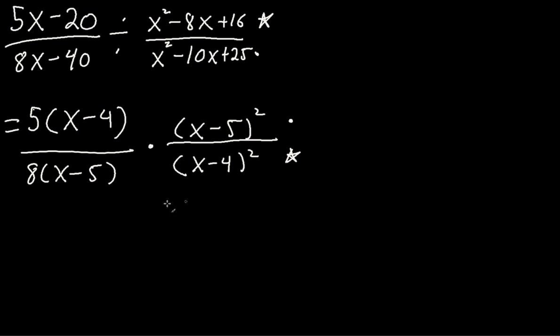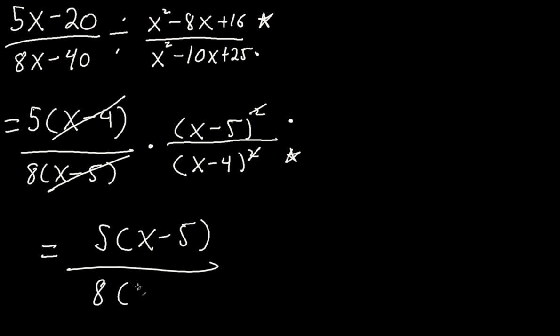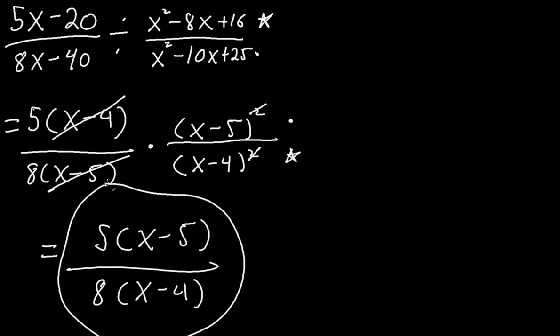Okay, let's see what we can reduce. Well, I have an x minus 4 here. I have 2 of them down here, so I'll cancel the 2. I have an x minus 5. I can cancel, since I have 2 in the numerator, I'll cancel that one. And that's about it. That's about all I can do. I can't reduce 5 and 8. So I have 5 times x minus 5 over 8 times x minus 4. Okay, and that's the final answer. That's the most reduction we can do.